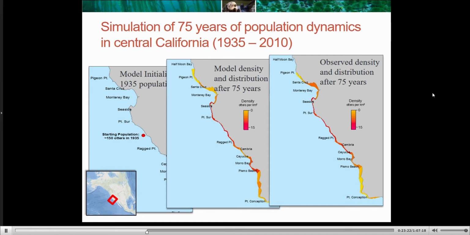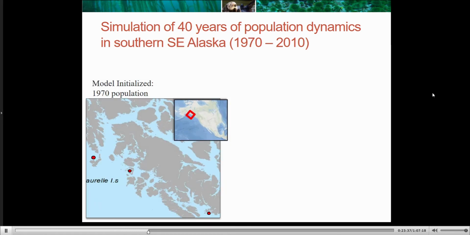And again, I'll point out that the model was in no way fit to the survey data. Those are independent data sets. The model is just, as I say, a very simple model, parameterized from the radio telemetry data. So we now do the same thing in Southeast Alaska.